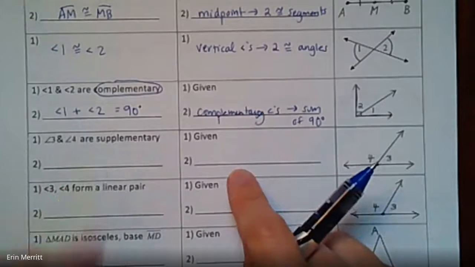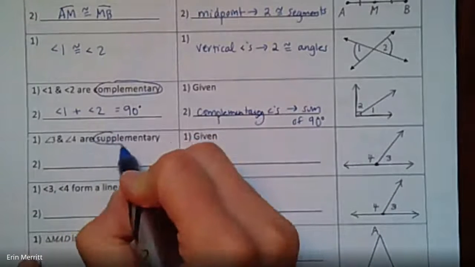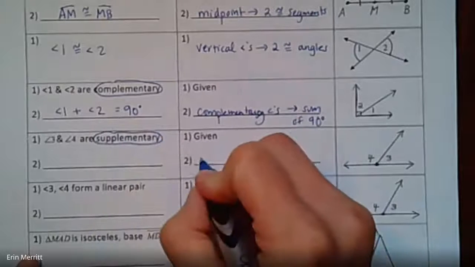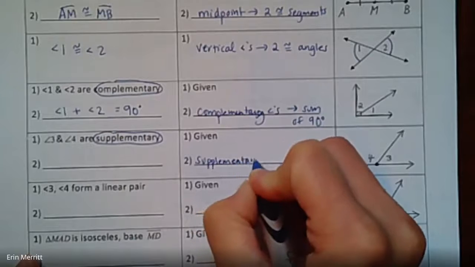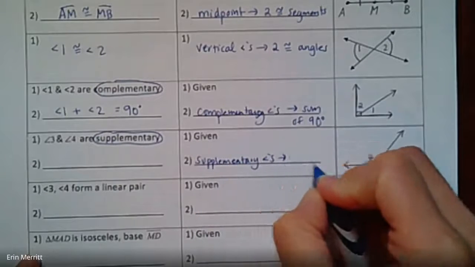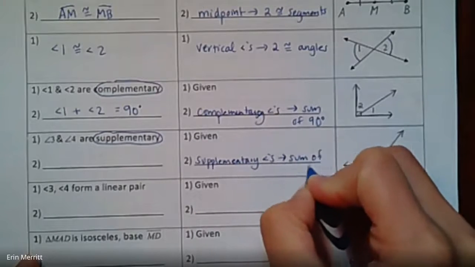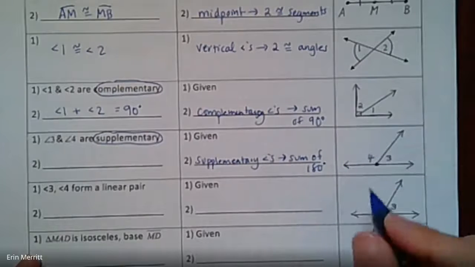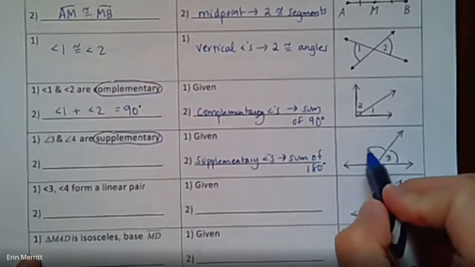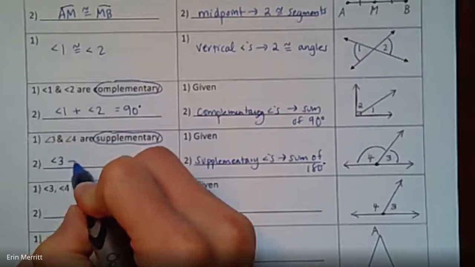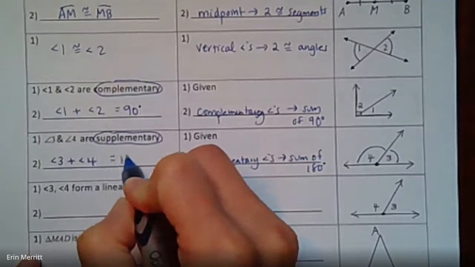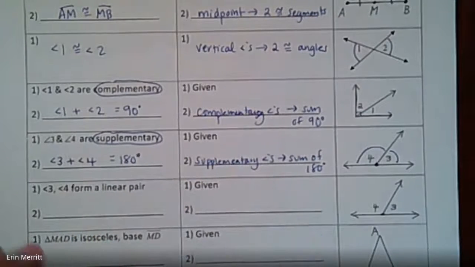And then we can do the same here for supplementary. So when we have supplementary angles, that implies a sum of 180. So look at the picture. These two together are giving me 180. So I can say that angle 3 plus angle 4 equals 180 degrees.